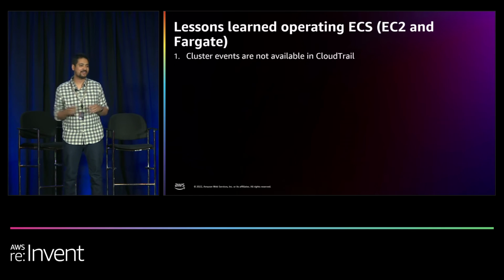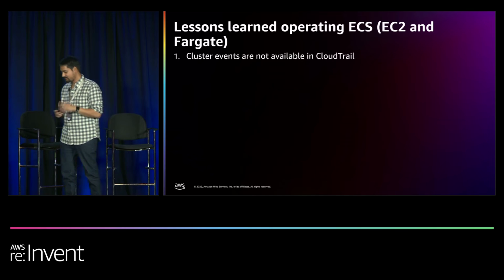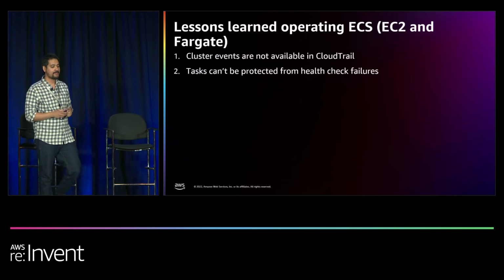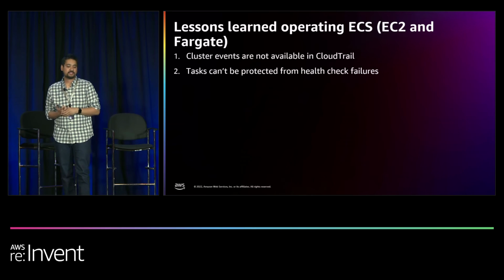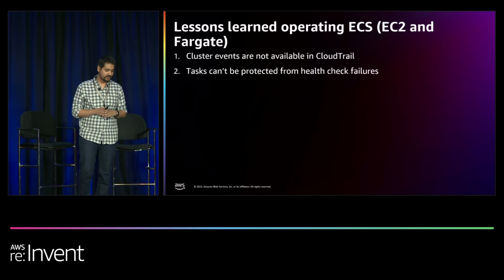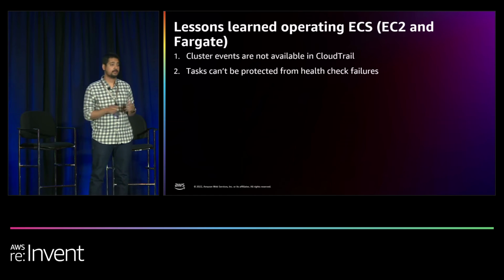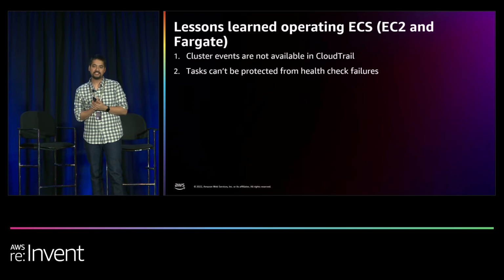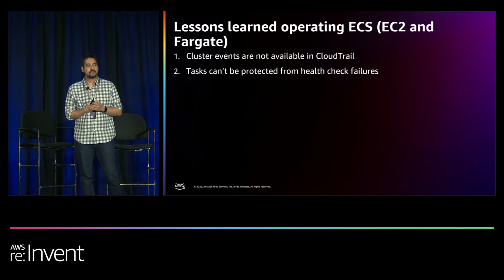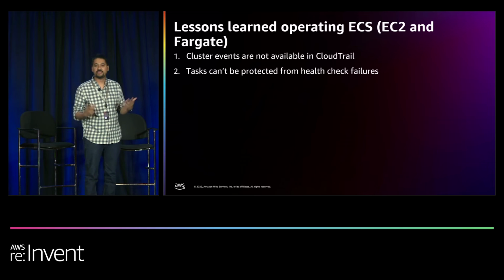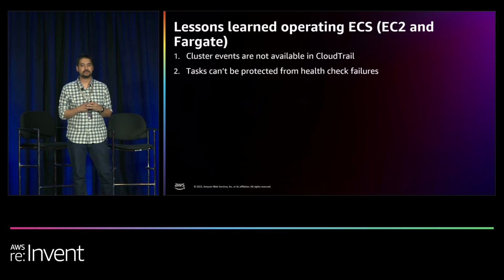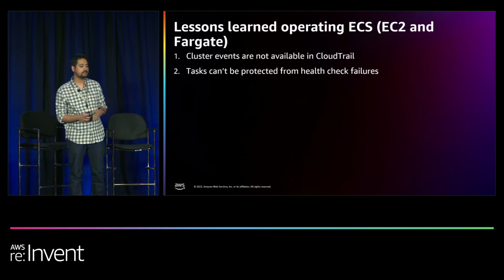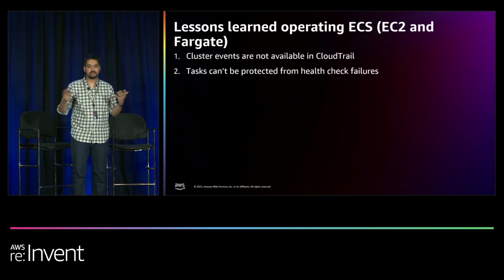I wish somebody told me this up front. The good news is that you can send it to EventBridge, and then from EventBridge, you can take it to whatever monitoring system you have and do what you expect to do with it if they showed up in CloudTrail. The other thing is tasks can't be protected. You can take an EC2 instance out of a load balancer to observe the application's behavior without exposure to traffic. If you attempt to do that with ECS, both on EC2 as well as Fargate, the task is destroyed.